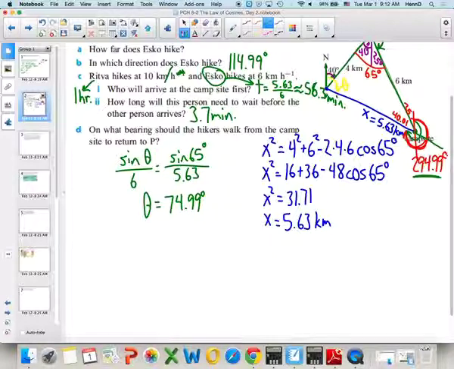Any problems, questions, anything about this one? Make sense? We didn't put the answer for A. Yeah, we did. That was X. That was 5.63. Now we have an answer for A. All right. What's happening?